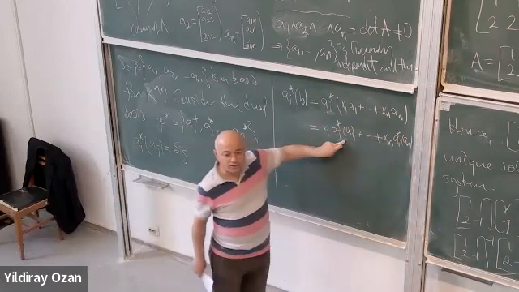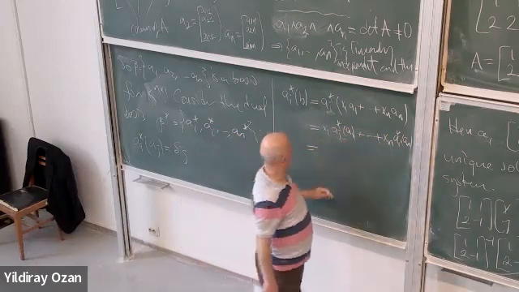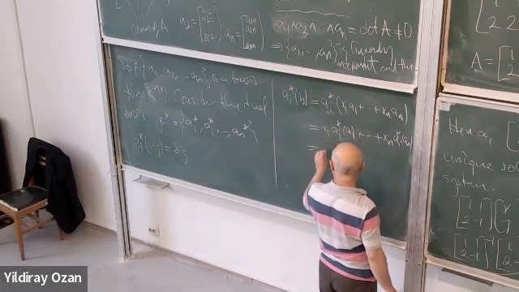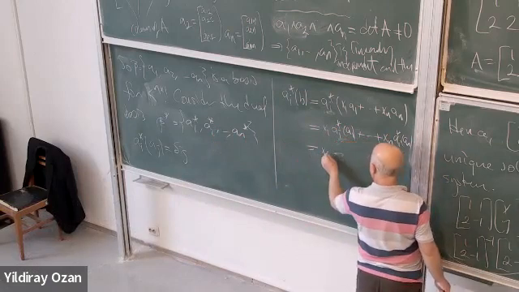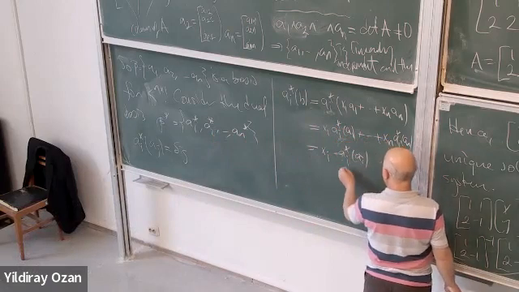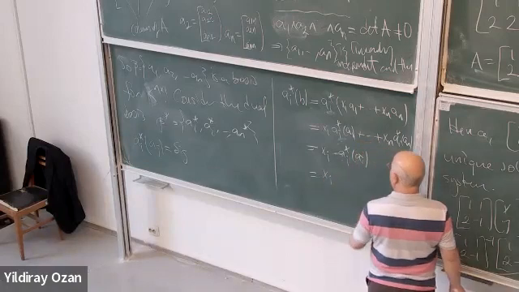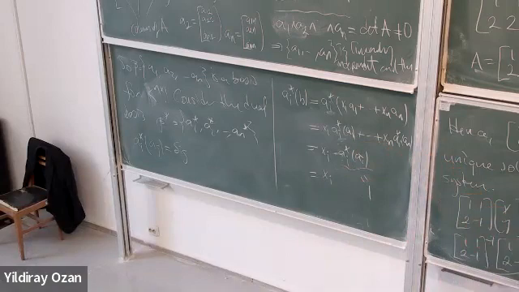Well, these are all zero except the ith one, right? Because they are dual vectors. So the ith one is 1 and the coefficient is just xi, right? So xi times a_i star a_i, but this is just 1. So we have xi here. Okay.